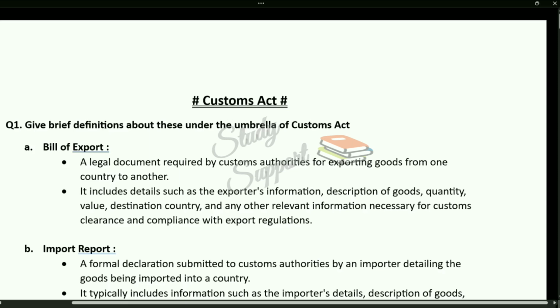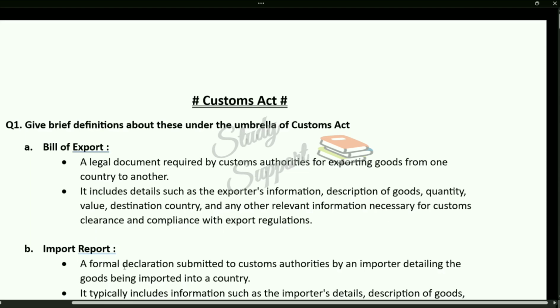Customs Act. Q1. Give brief definitions about these under the umbrella of Customs Act. A. Bill of Export. A legal document required by customs authorities for exporting goods from one country to another. It includes details such as the exporter's information, description of goods, quantity, value, destination country, and any other relevant information necessary for customs clearance and compliance with export regulations.